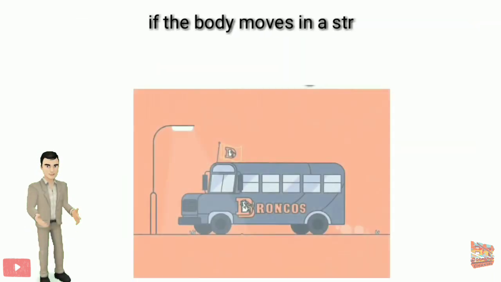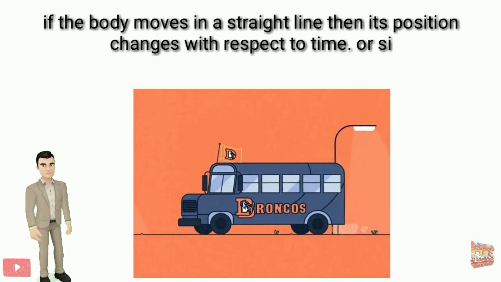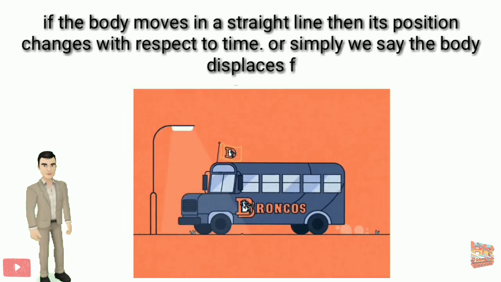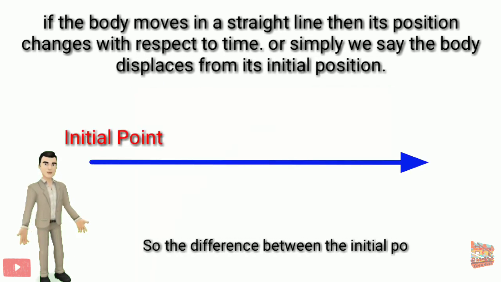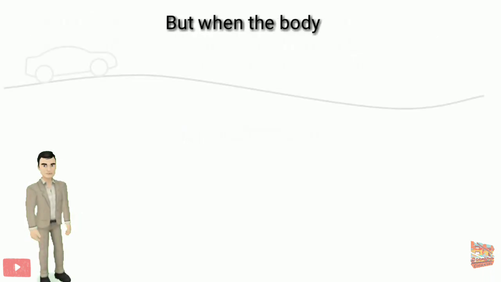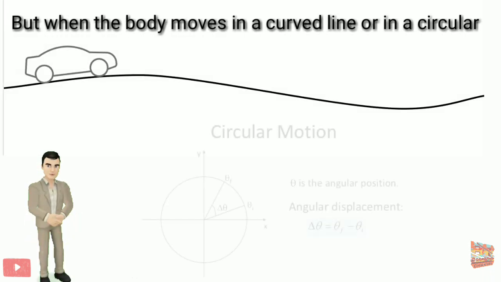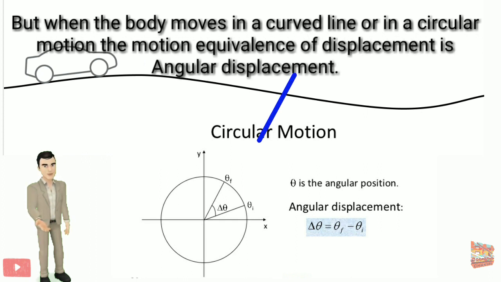If the body moves in a straight line, then its position changes with respect to time. Or simply we say the body displaces from its initial position. So the difference between the initial point and final point is termed as displacement. But when the body moves in a curved line or in a circular motion, the motion equivalent of displacement is angular displacement. If you want to learn what is displacement, watch my video by clicking on the I button.